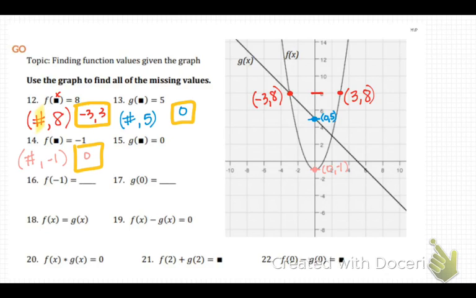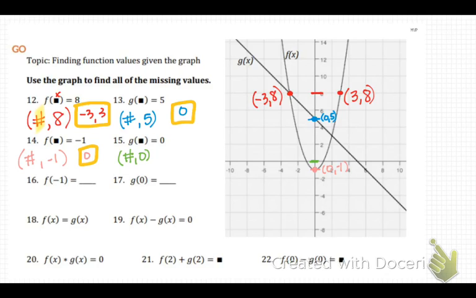Okay. Now for 15, this is a little bit different. I'm on G. I don't know the number, and I know Y is 0. So I have number, comma, 0. So here at my origin is 0. And then is G my parabola or my line?